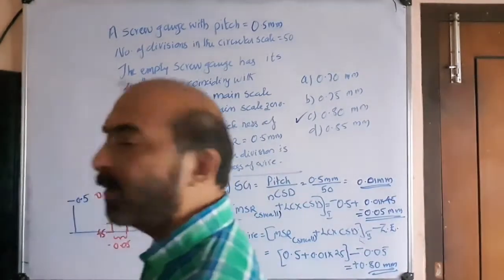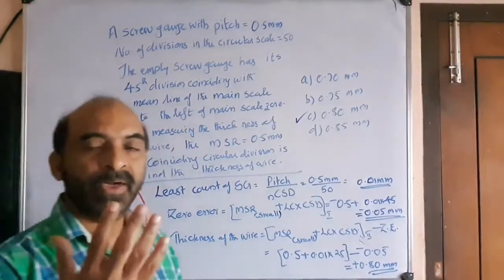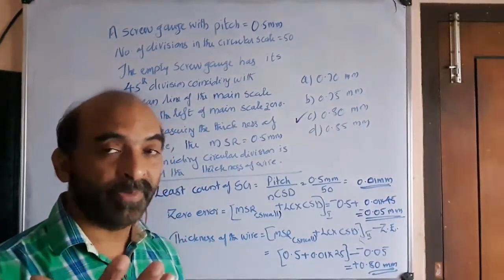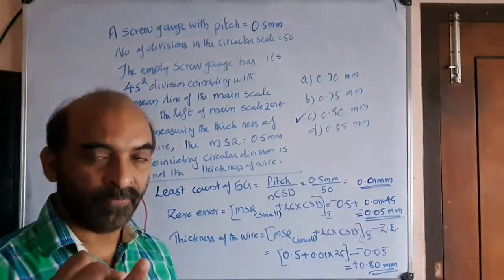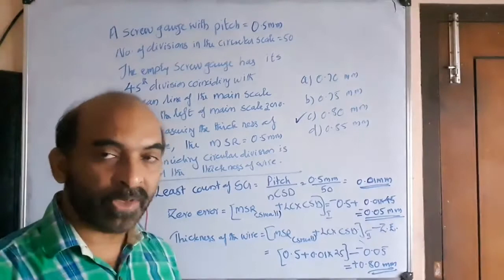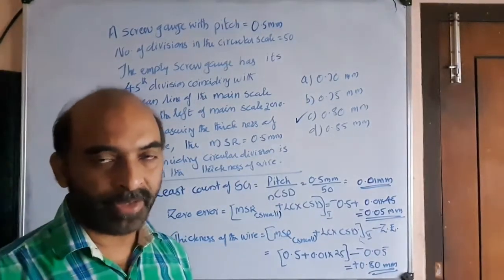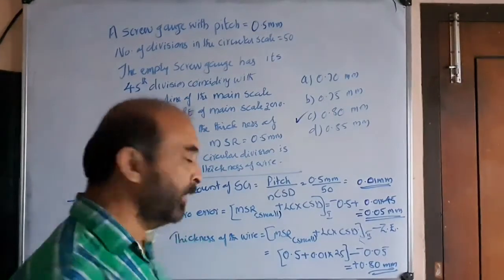Okay. Here, three things you have to find out. One, the least count of the screw gauge. See, the pitch has been given, so you don't have to calculate pitch. Least count you have to find out first. Then zero error you have to calculate. And finally, the thickness of the wire. These are the three things you have to calculate. You will check them one by one. Okay.